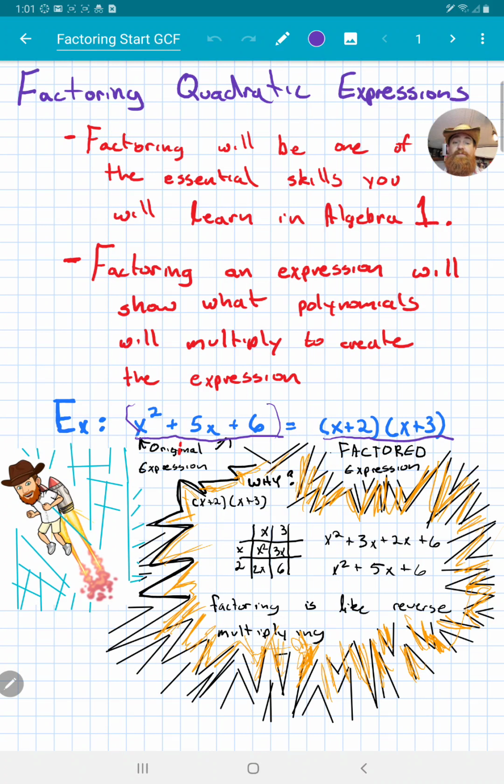So I posted some notes online earlier today. Hopefully you had a chance to look at them. And this is your first introduction to factoring of quadratic expressions in this class.